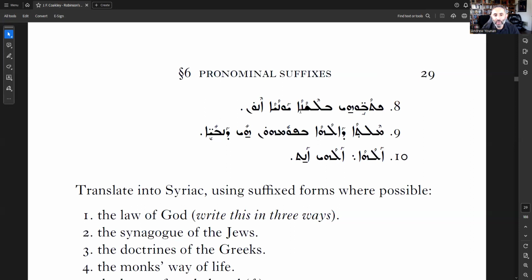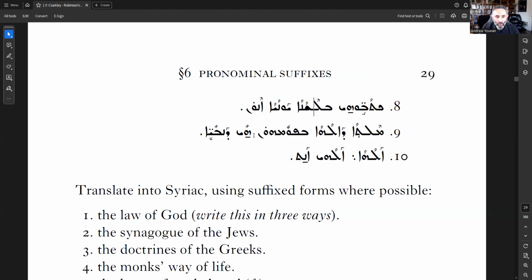Let me translate this one for you. Kthawau blishana yonaya. His books are Greek. So kthawau blishana yonaya is 'his books are in the Greek language'.